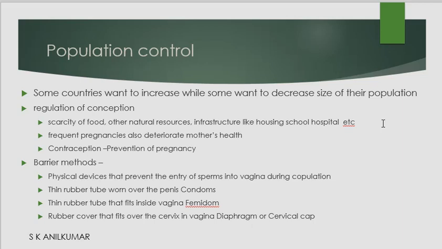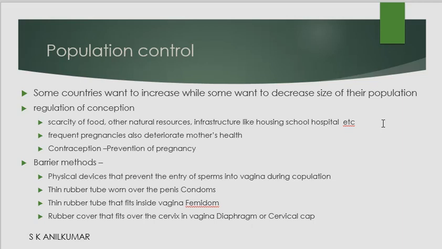Because too large a population is causing scarcity of food. Then there is also scarcity of other natural resources. There is enough for man's need but not for man's greed. We need infrastructure, housing, schools, hospitals, all those things that we may not be able to provide if the population grows. Frequent pregnancies will deteriorate the mother's health. When the female members of the population have poor health due to frequent pregnancy, then the whole species will suffer. Contraception is a method used for prevention of pregnancy. So these are the reasons and methods for regulating conception. That is one way of reducing the population.